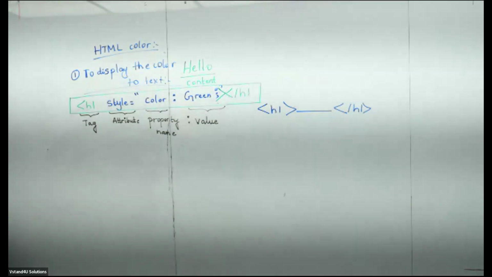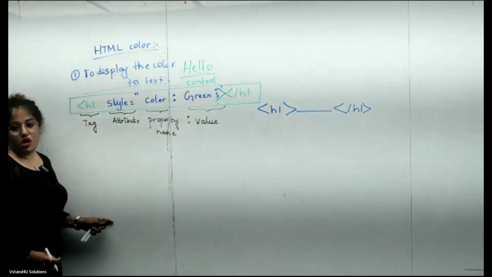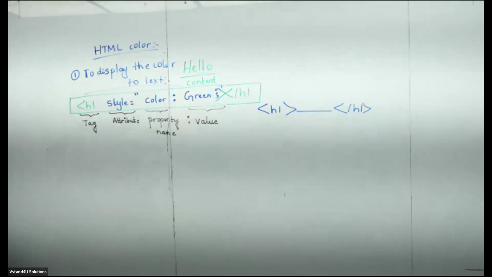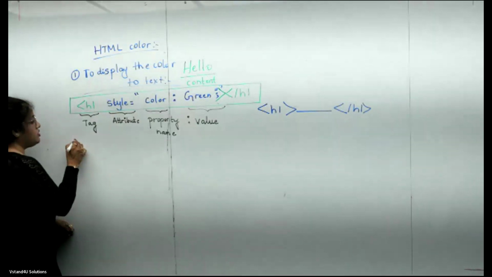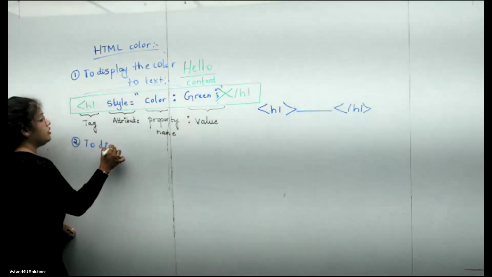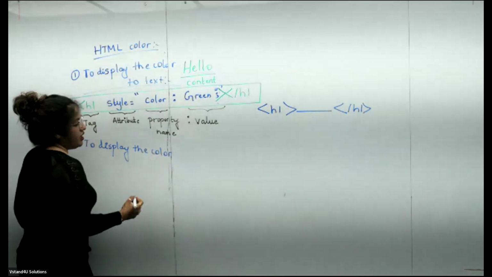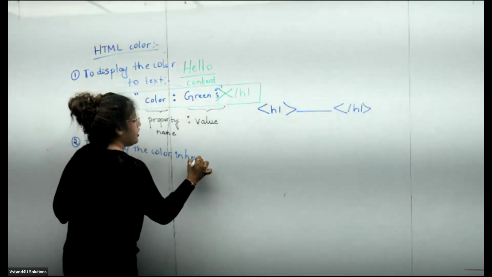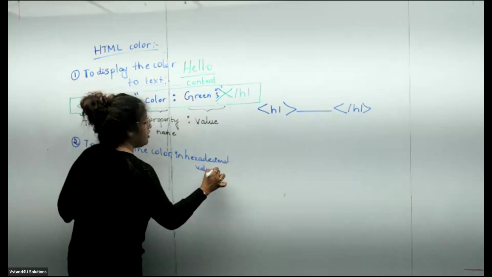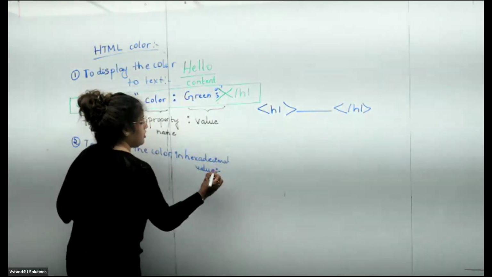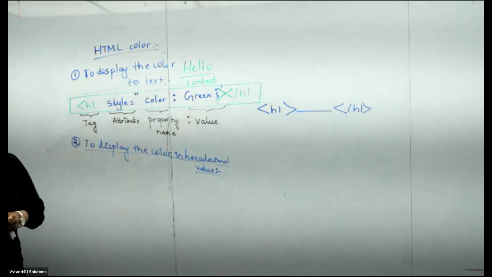Okay. Next one, I have displayed the color name. This is my color name. Yes or no? Now, I want to display the color in hexadecimal value. So the second type of color I want to display is to display the color in hexadecimal value. Clear with this? Now how to write the syntax for this?